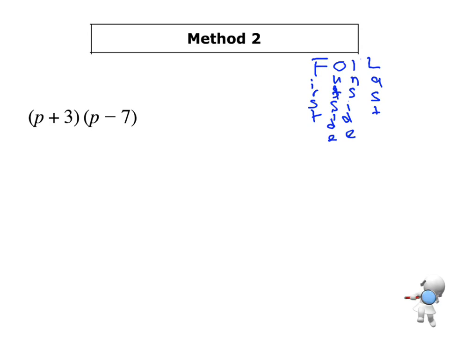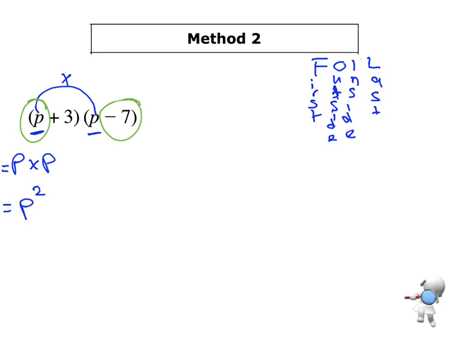So how that works. First means take the first term in the first bracket and the first term in the second bracket and multiply those two terms. First times first gives me p times p, which simplifies to p squared. Outside means take the terms on the outside. So this p is on the outside, and this minus 7, and notice I'm grouping the minus 7 together. Those are on the outside of the brackets. So now I'm going to do plus p times negative 7, which becomes negative 7p.